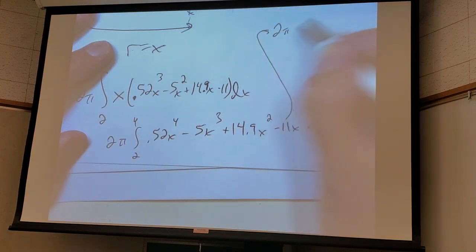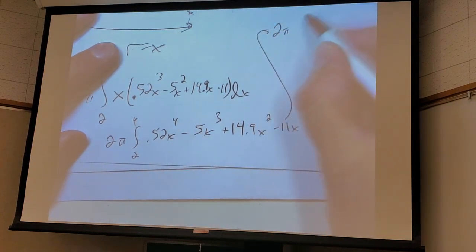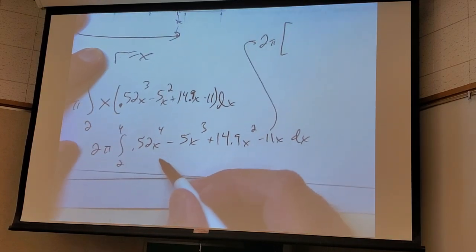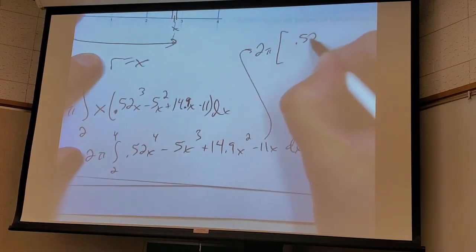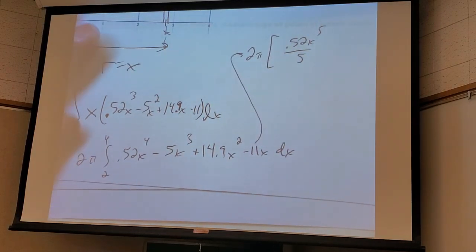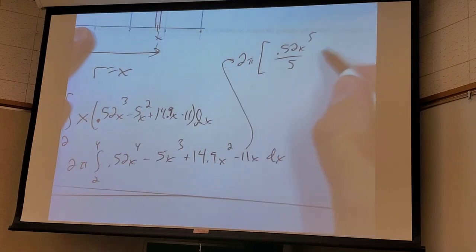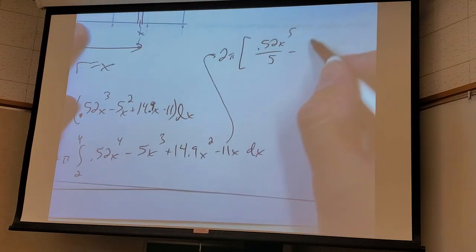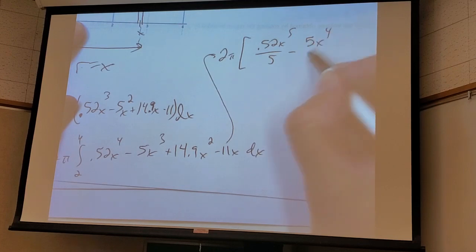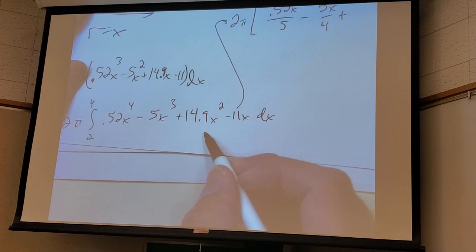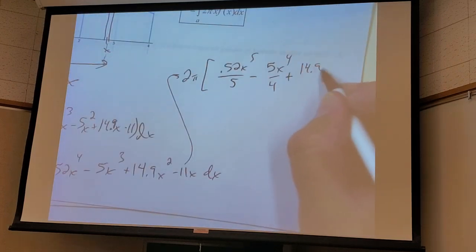What's the integral of something x to the 4th? Yeah, something x to the 5th divided by 5. I don't care. Minus integrate x cubed, 5x to the 4th over 4. Plus integrate 14.9x squared. It'll be 14.9x cubed over 3.